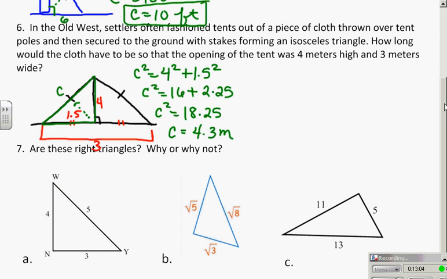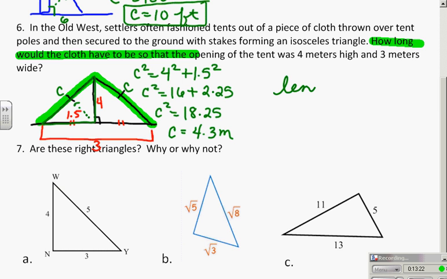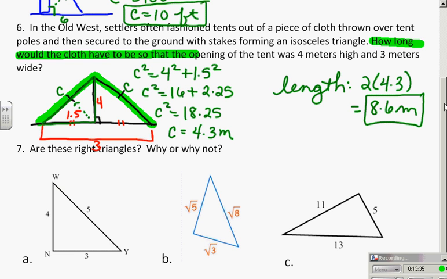Now, we don't measure length in terms of square roots, so this is a time when it is appropriate to use your calculator and come up with an approximate. And so C is going to be about 4.3 meters. But that's where the trick comes in, because we really don't want C. We want how long the cloth would have to be. So we really need to know this whole distance, and since it's isosceles, this is C, and so the actual length we're after is 2 times 4.3.